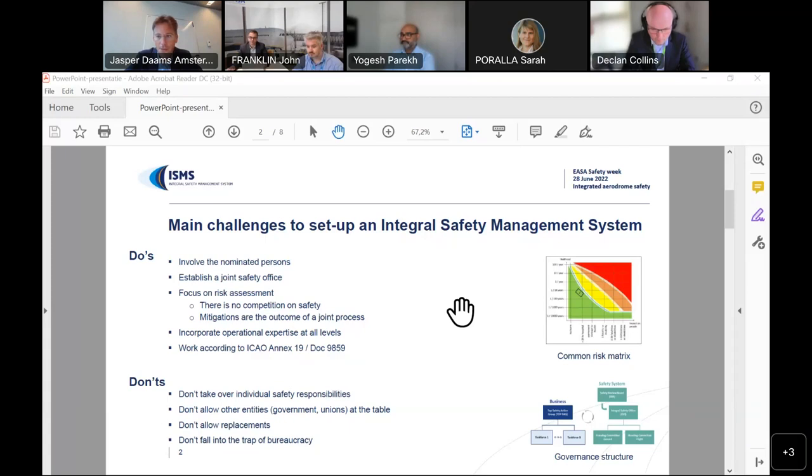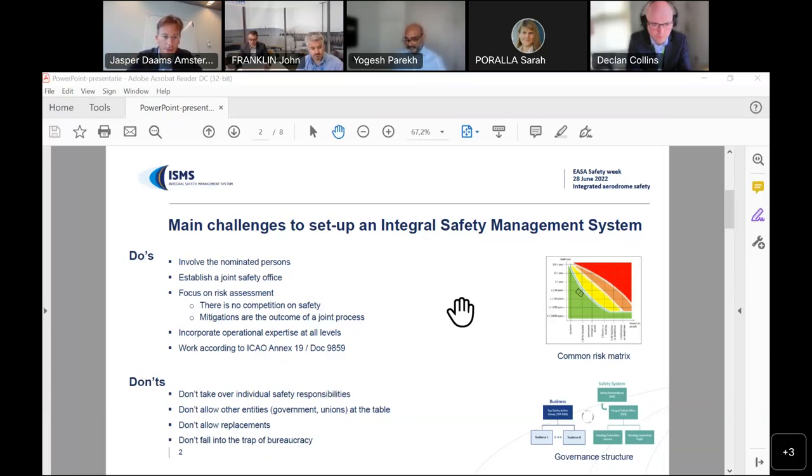The other one is that you need to have a driving force to do the work, and that is the Joint Safety Office. I am the head of the Joint Safety Office at Schiphol, and that's for us a tiny small four-person program management office, and we work together with a lot of experts from the different safety departments of the organizations at Schiphol. So that we are not a column or a silo on our own, but we are truly integrating all those expertise and work.